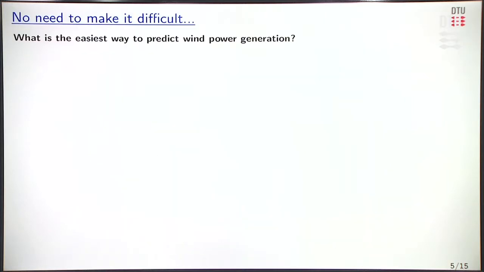We do not need to start with very difficult ideas. There are a lot of ways to predict wind power generation and other types of renewable power generation. These ideas might be quite easy, and still the performance might be satisfying. Or at least you have to beat this reference or benchmark approach when you propose a more advanced idea. So what do you think is the easiest way to predict wind power generation? What do you think?